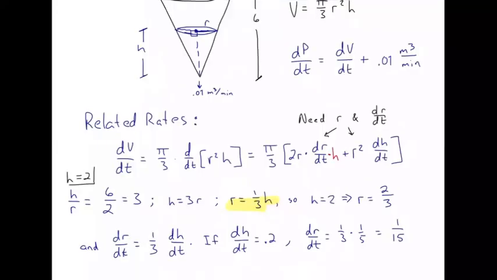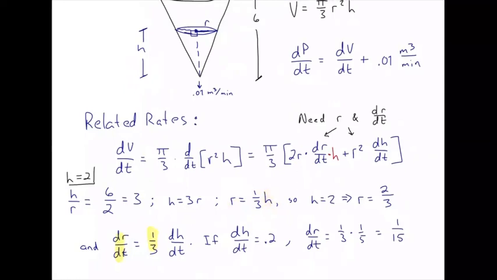Okay, well, remember, I just wrote this down. I have another relation here. r is equal to 1/3 h. I know what dh/dt is, so if I want to know dr/dt, how about I take the derivative with respect to time of both sides of this? So d/dt of this equation. So this is dr/dt, that's equal to 1/3, constant multiple rule, dh/dt, the derivative of h with respect to t.